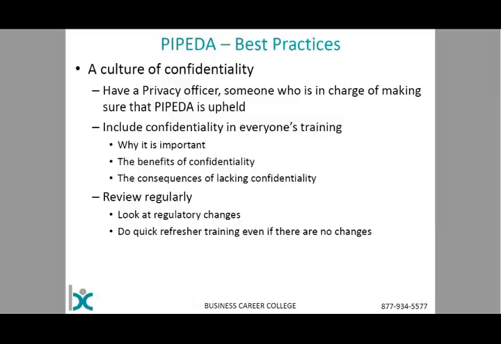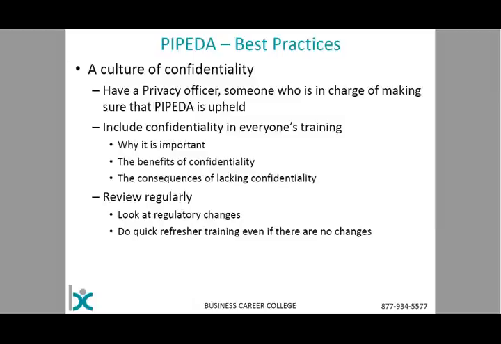So if you're a private business person and you're the only employee, you are the privacy officer, so you're the one in charge of making sure that PIPA is upheld. If you have multiple people, you may want to appoint someone else. Now, it doesn't have to be named a privacy officer, but when you call someone a privacy officer, it creates the impression that privacy is important to your organization. And that takes steps in the direction of making people understand that confidentiality is an important part of the culture of your business. The second step is making sure that everyone's training includes training on confidentiality.